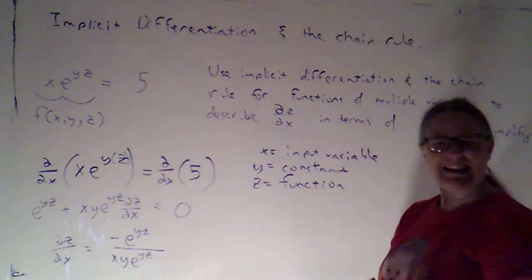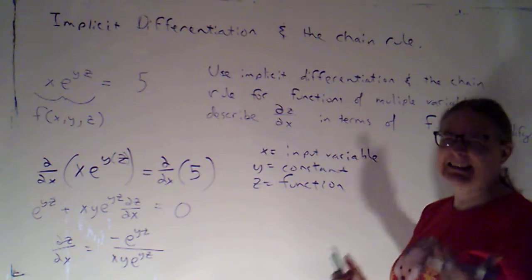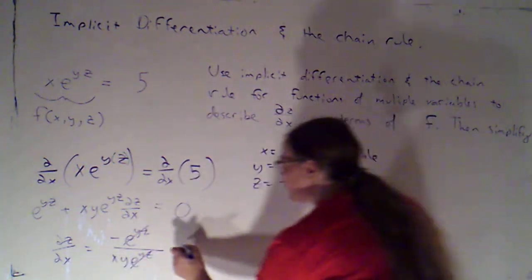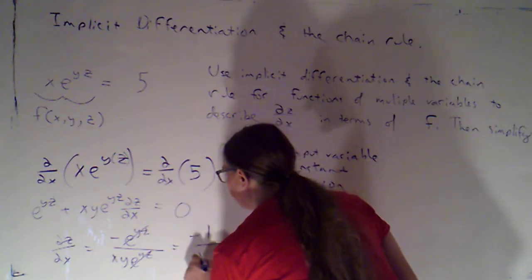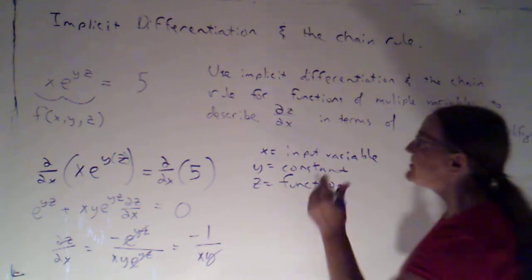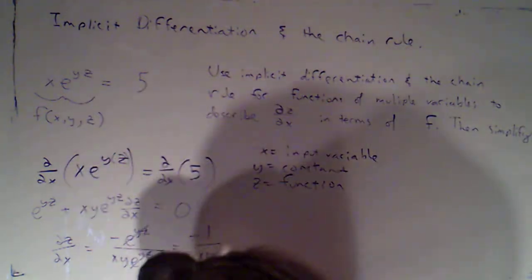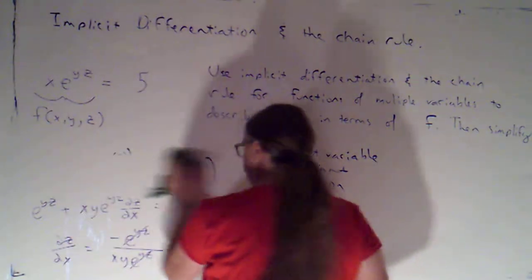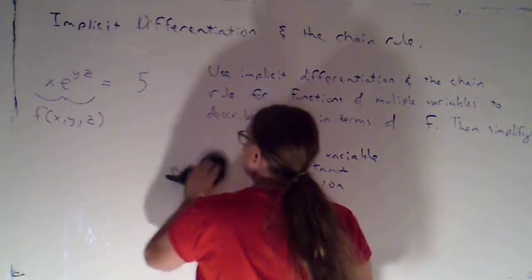But I know that e to the yz is never 0. So I can cancel that without losing any information. And so I can say this is just negative 1 over xy. Excellent. So let's write that down and clear some space.